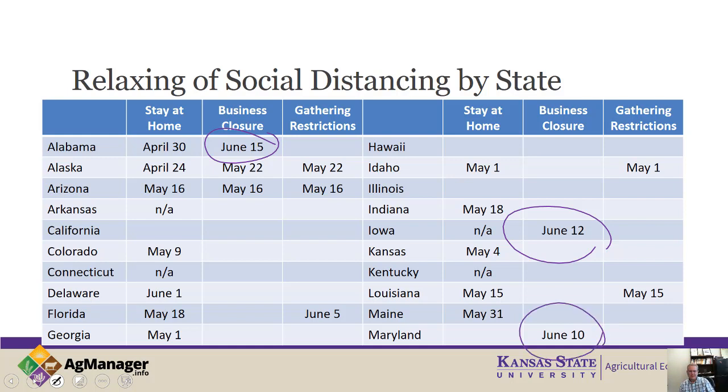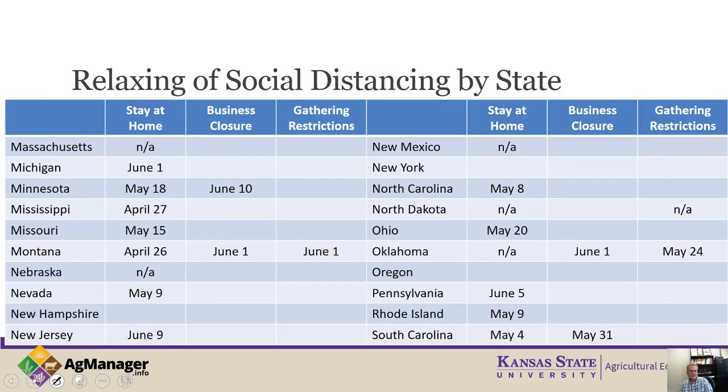Maryland eliminated business closures. Delaware eliminated the stay-at-home on June 1. Michigan, stay-at-home was relaxed June 1. New Jersey, stay-at-home was relaxed June 9th.